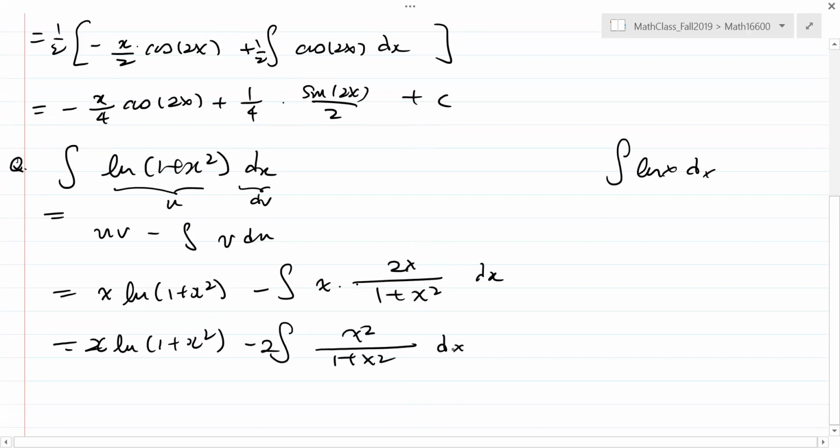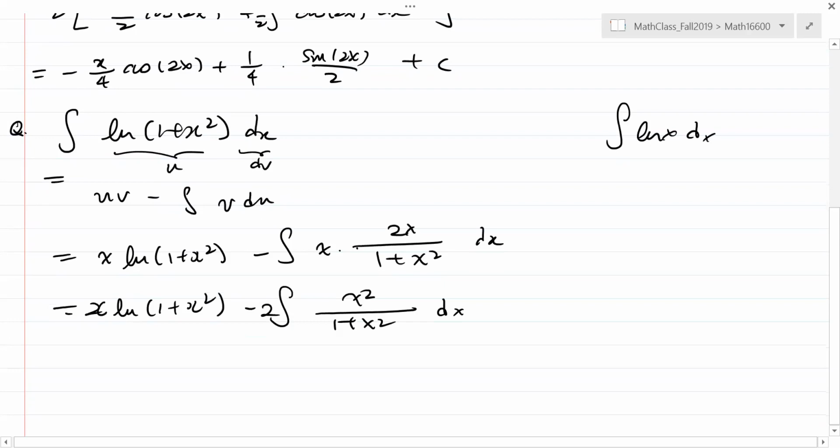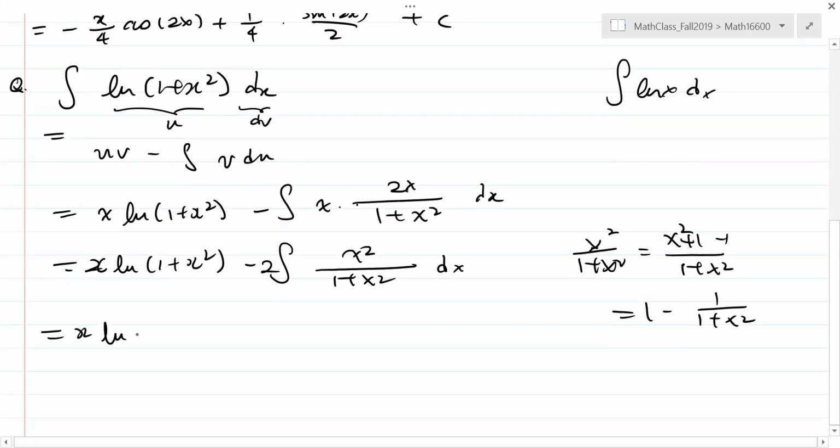But this is a rational function. So what should we do? Well, x squared divided by 1 plus x squared, you can decompose it. Okay? x squared over 1 plus x squared is going to be x squared plus 1 minus 1, over 1 plus x squared, which is going to be 1 minus 1 over 1 plus x squared, right? So that's it. You can use long division to get that. Then we are almost done.